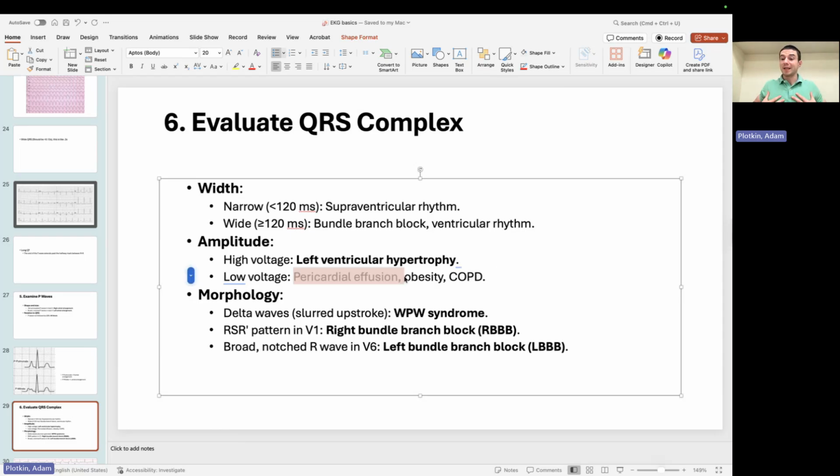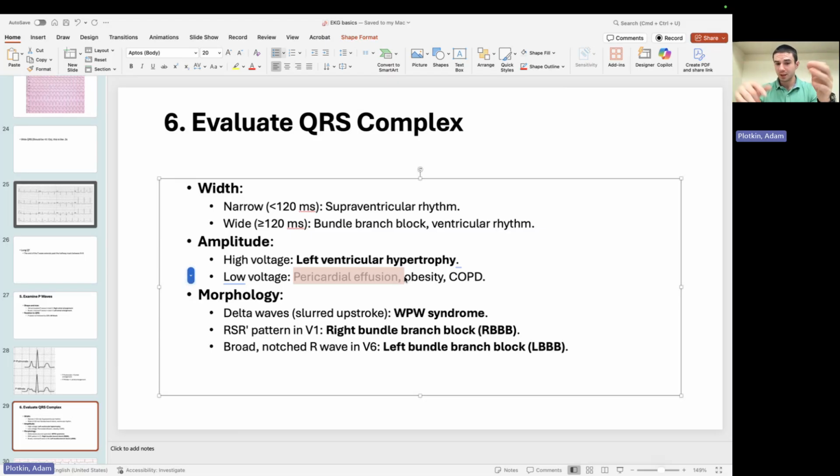So my leads sit on my chest and they pick up the electrical activity next to the heart, that the heart is literally shooting out. The problem is when you have an effusion around the heart, we now have a fluid layer in between my EKG lead and my heart. And so that can depress the electrical signal that gets to the lead and is shown on the EKG. So whenever I have a low voltage QRS, which I'll show you a picture of, there's a couple things that this could be.